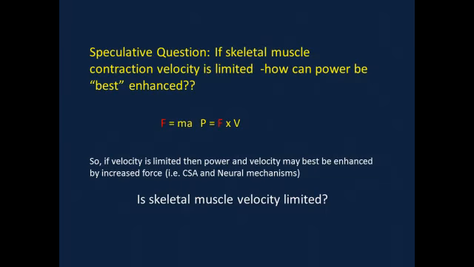Now, to get this started, we need to go through some biochemistry. And we need to ask a speculative question. Is the velocity of a muscle fiber limited? And if it is, how can we enhance power in that muscle fiber? Well, if it's limited, if you look at the formulas we have there, you've got Newton's second law and you have the power equation. Force is a primary factor in both of those. So one thing that we might think about, if the velocity is limited, is working on force output. But the first question we need to talk about is, is skeletal muscle velocity limited?